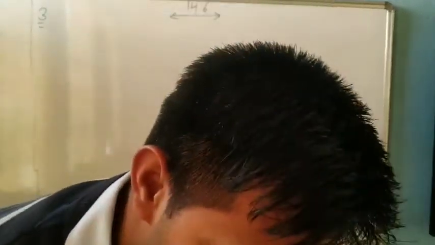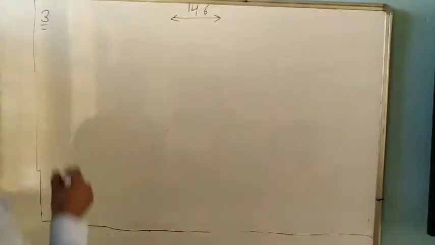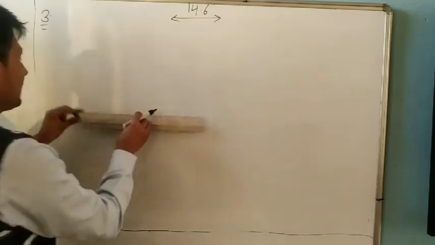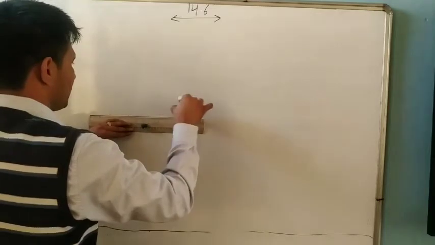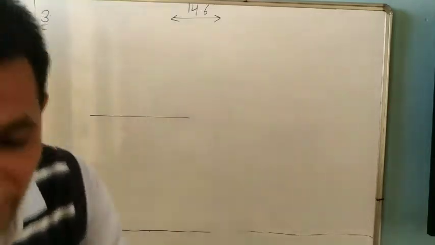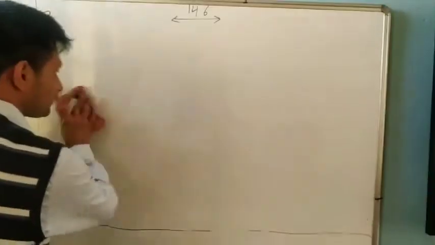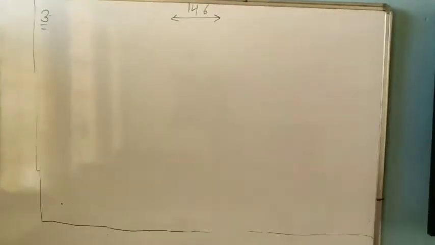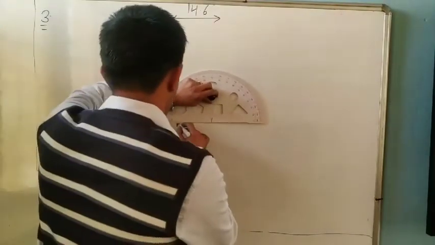Okay, I am writing only the construction. I am showing you. So look at the first step. First, make an angle. How much? 153. So make 153 by protractor. We will make 153. Look at 153. Angle is 153.